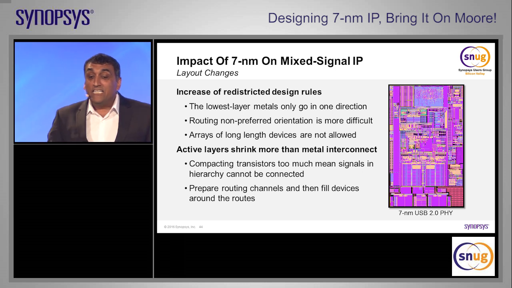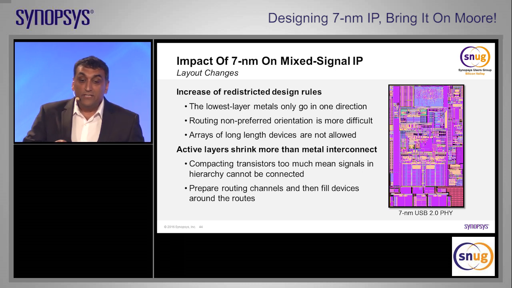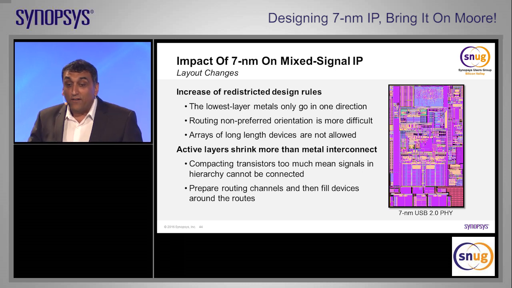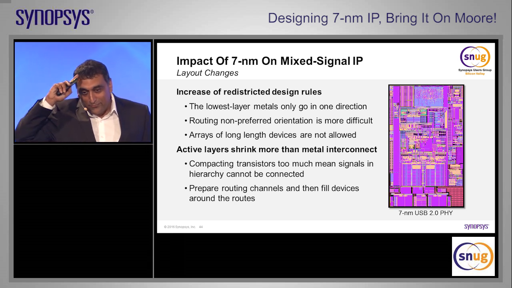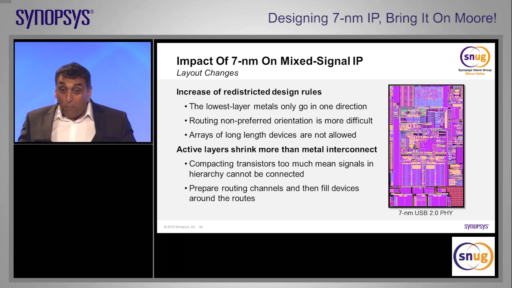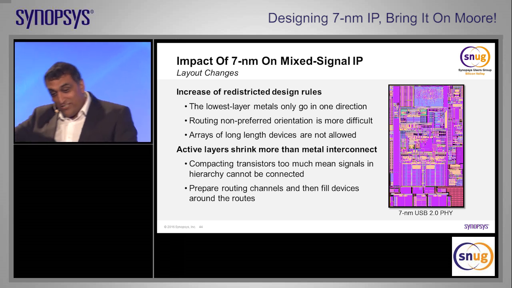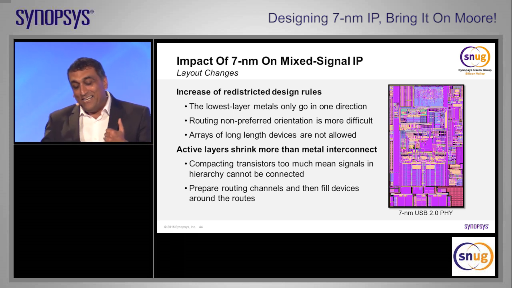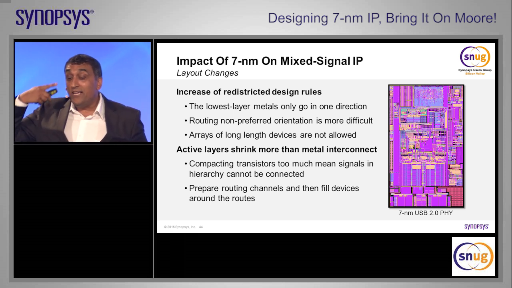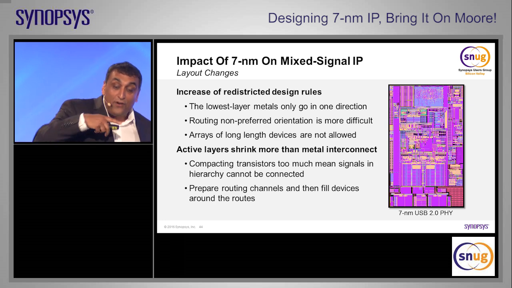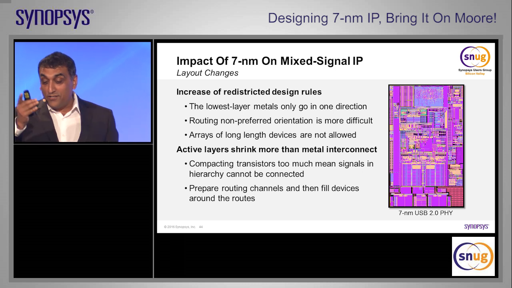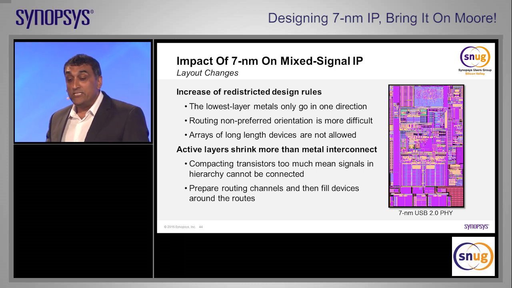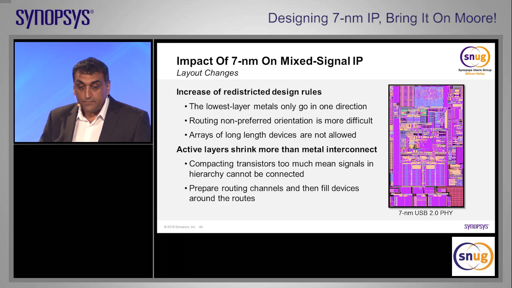The other interesting point is the active layers, diffusion, gate, poly, have shrunk faster than the metal interconnect. It's quite funny, actually. So when we first started working on this, we compacted the 7 nanometer transistors really tight because you can, right? But they were so small that you couldn't route to them. So today, it's counterintuitive, but you've got to think about your routing channel and then fill the devices in around the routes. This example is an advanced node 7 nanometer USB 2 PHY that we've been working on.